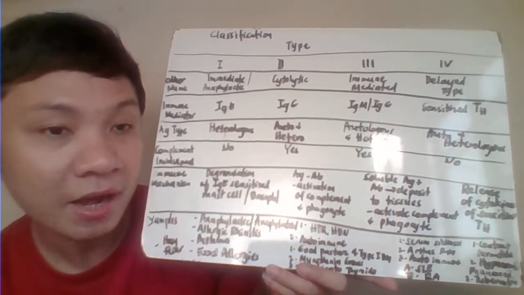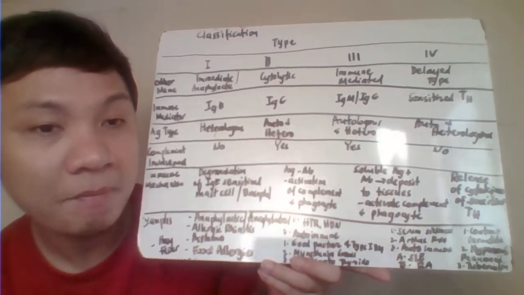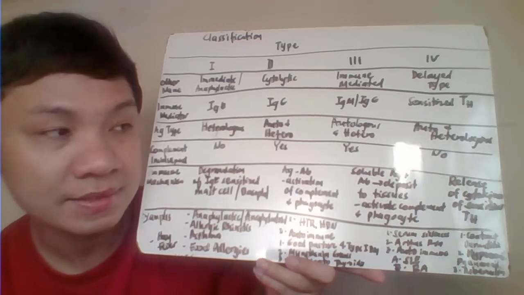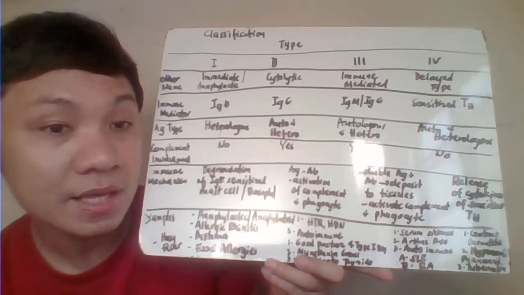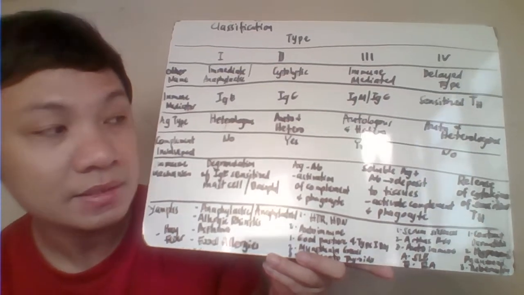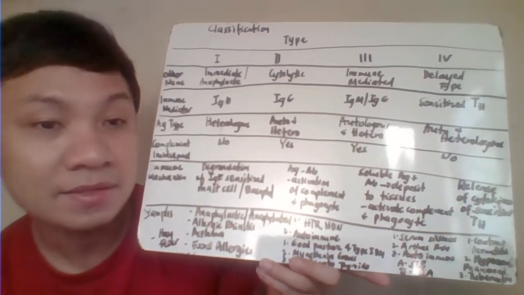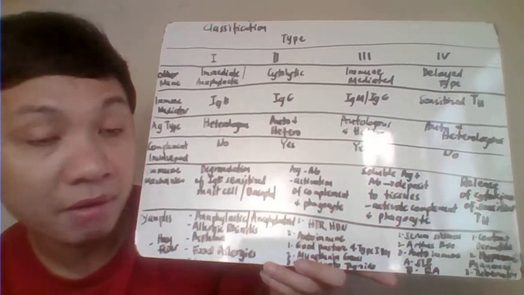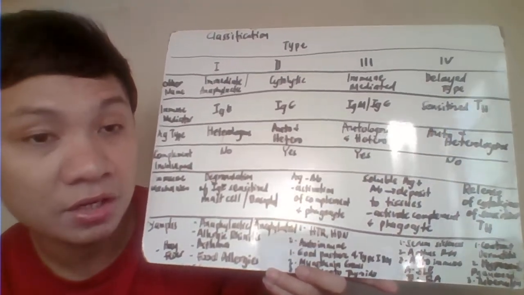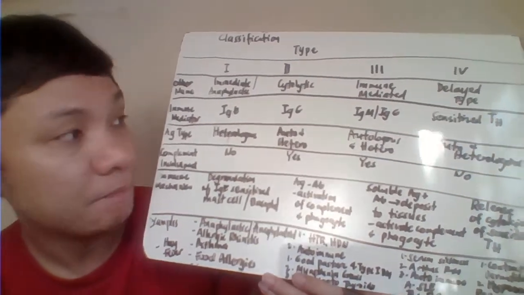And on the second encounter of the same antigen, it tries to combine with your sensitized T helper, which will allow your sensitized T helper to release your cytokines. And the released cytokines of your T helper will be the one responsible for the manifestation of your allergic reaction in your delayed type hypersensitivity reaction, or type 4.